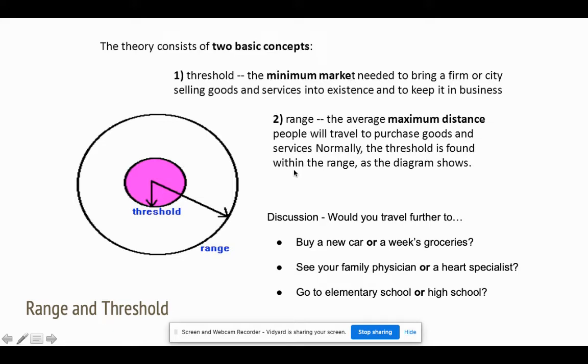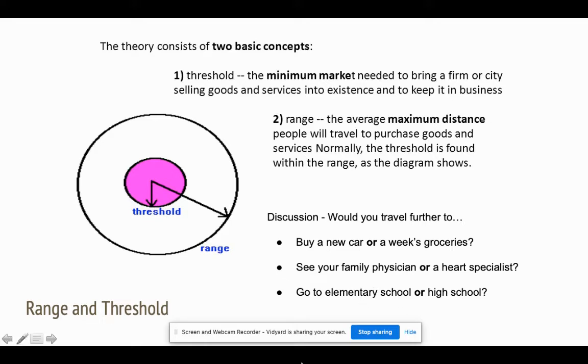So to think about range and threshold, I've got a couple of questions for you to think about. Are you going to travel further to buy a new car or a week's worth of groceries? I don't know about you, but I go to Ingles on Saturdays or Sundays and buy my week's worth of groceries. I'm not traveling a super far distance to buy those groceries because I can get them anywhere. Now, I will travel farther to buy a car. Black Beauty, y'all know that's my car's name. I purchased Black Beauty in Gastonia. Why did I drive all the way to Gastonia to buy a new car? Well, it's because I got a better deal. And a car is a huge purchase.